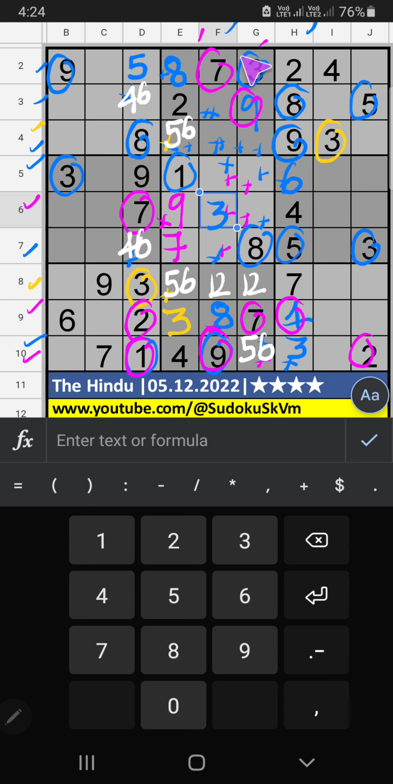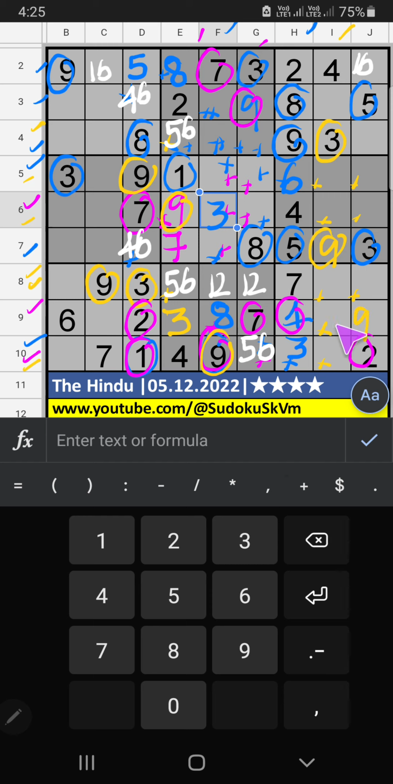Then second row, 2 numbers are remaining, 1 and 6. It will come in another 2 cells. We will confirm later. 5th row and 6th row, we have 9. So 9 can't come in these cells. The 9 is confirmed here. 8th row and 10th row, we have 9. So 9 can't come in these cells. Column I also we have 9. So 9 can't come in the cell. The 9 is confirmed here.